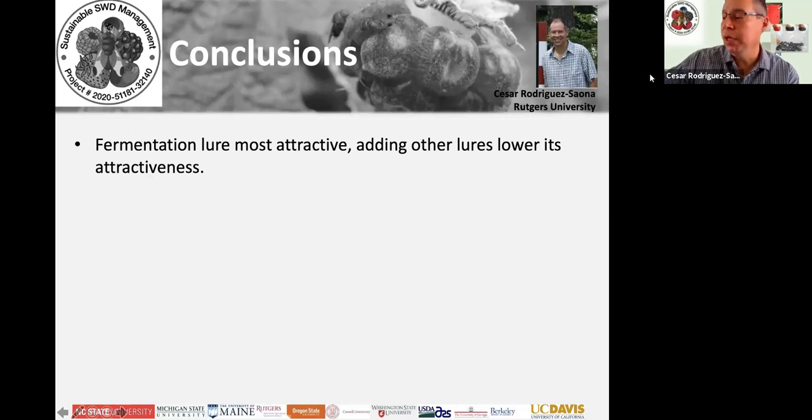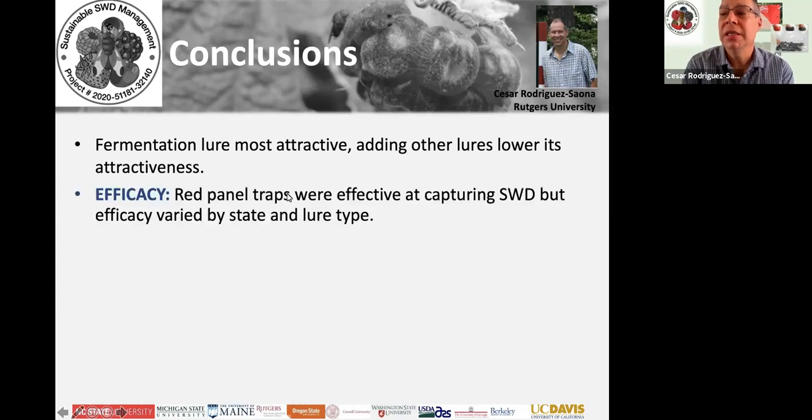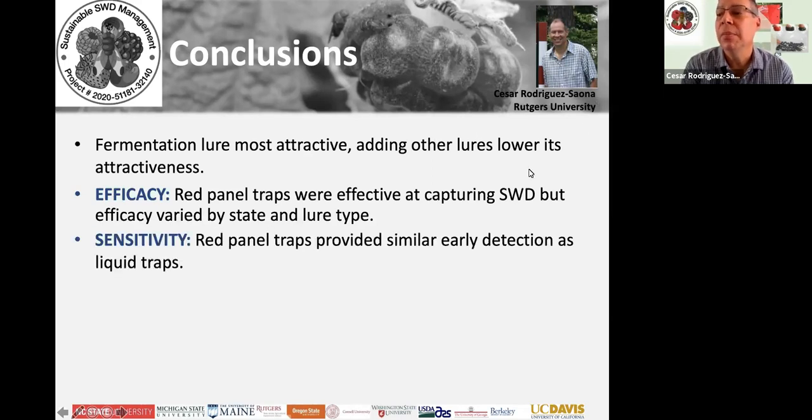So in conclusion, what we have learned so far is that the fermentation lure remains the most attractive lure for capturing the spotted wing Drosophila, and adding other odors lowers its efficacy. We're also showing that red panel traps can be used instead of liquid traps for monitoring spotted wing Drosophila. However, their efficacy varied by crop and lure type. It seems to work better in high bush blueberries. We also found that the red panel traps provided similar early detection as the liquid traps. However, selectivity of the traps still remains low.